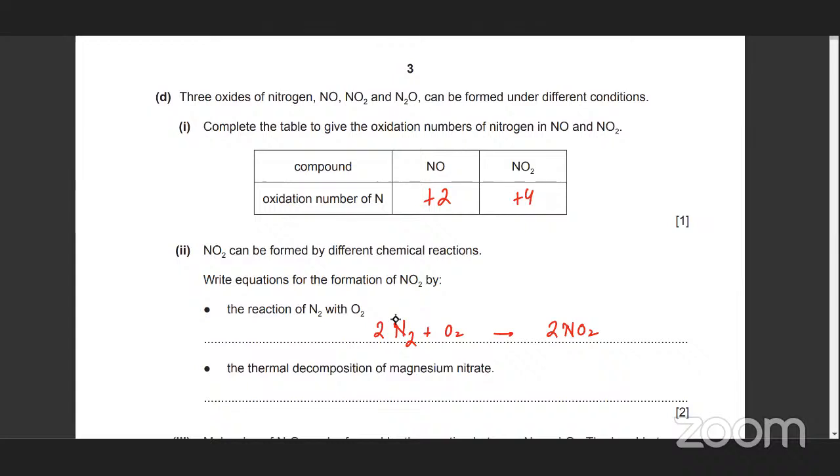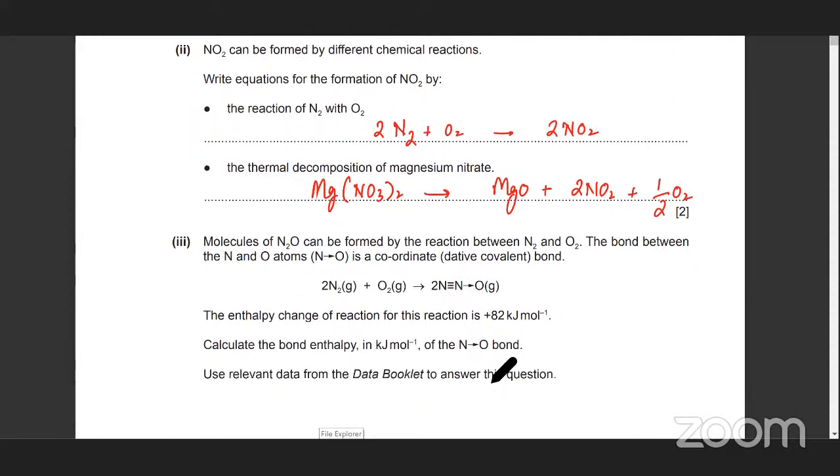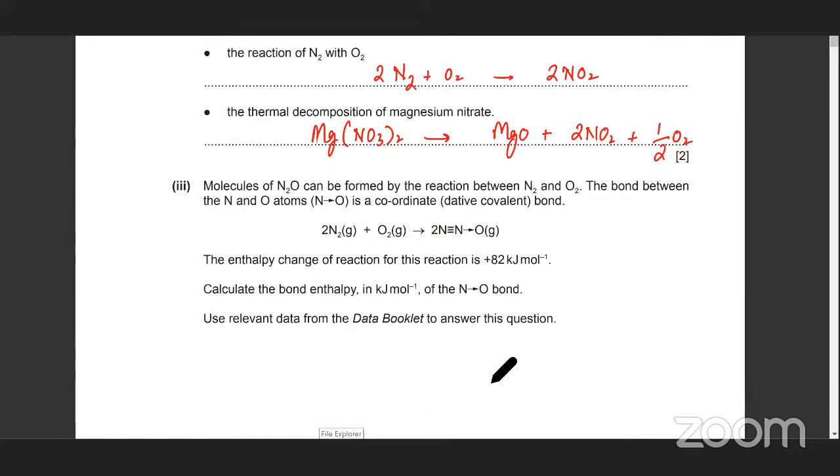The next is the thermal decomposition of magnesium nitrate, so that is Mg(NO3)2. It's going to decompose to form MgO, plus it's going to produce 2 molecules of NO2, plus it's going to produce half a molecule of oxygen. Remember the decomposition of nitrates, all of them are going to behave exactly the same way.